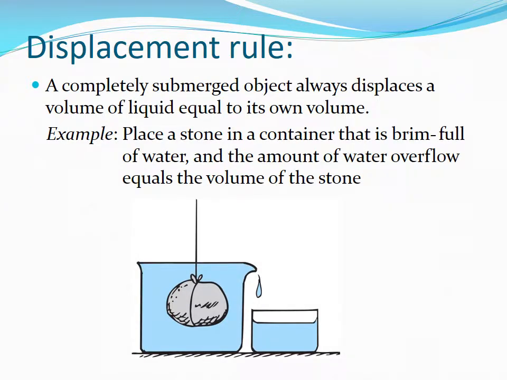The displacement rule says a completely submerged object always displaces a volume of liquid equal to its own volume. An example: place a stone in a container that is brimful of water, and the amount of water overflow equals the volume of the stone.